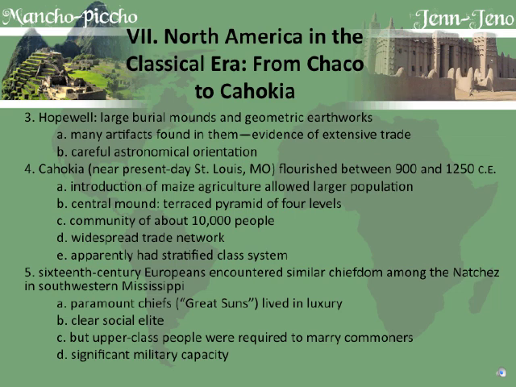16th century Europeans encountered similar chiefdoms among the Natchez and southwestern Mississippians in that region. So they definitely influenced people even after they had started to collapse. You'll have paramount chiefs, who were great suns, who lived in luxury. Clearly you had a social elite and an upper class, but a lot of upper class people were required to marry commoners as well, which helped the very elite stay in power. And so you didn't have those marriage alliances sometimes. Significant military capacity as well, which they kept from their hunting and gathering days.